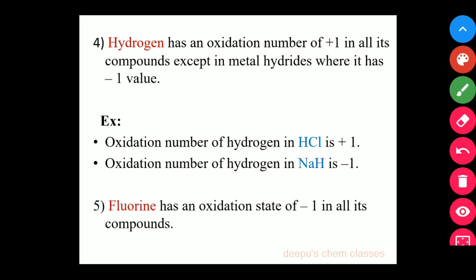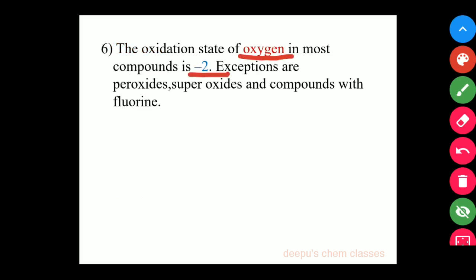Fluorine is a highly electronegative element, the most electronegative element in the periodic table. So its oxidation state is always -1 in all compounds. The oxidation state of oxygen in most compounds is -2. There are certain exceptions: in compounds like peroxides, superoxides, and compounds with fluorine, the oxidation state of oxygen will vary, maybe -1, +1, or +2.